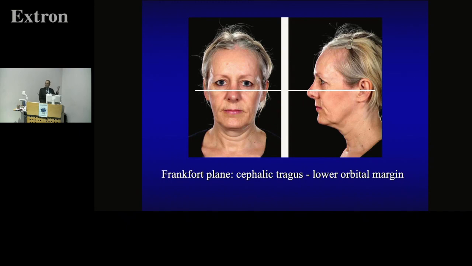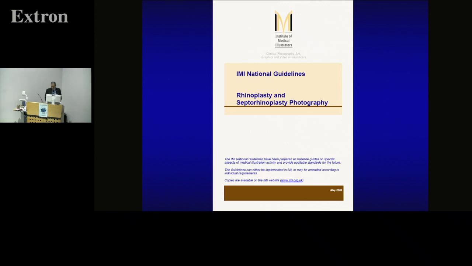Photographs have been described very well. This is the plane you go through, the Frankfurt plane, which goes from the upper tragus here to the lower orbital margin, so the patient's head is not tilted. There are guidelines. I still show this picture. You can find it on the internet.